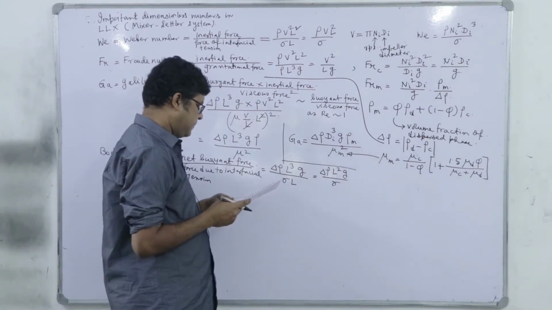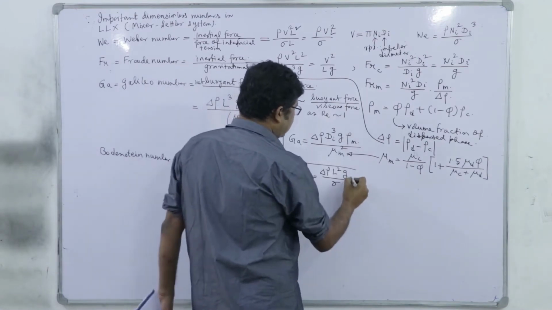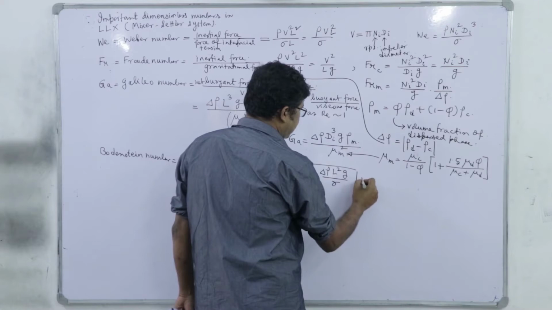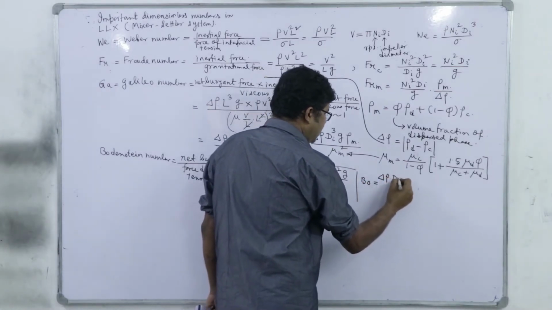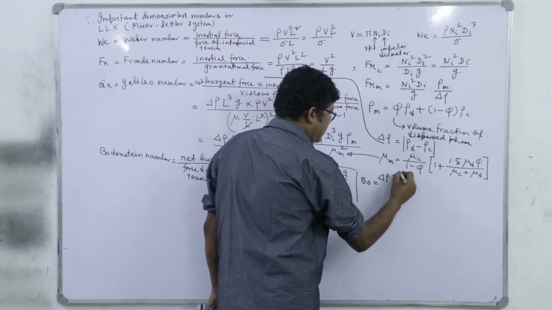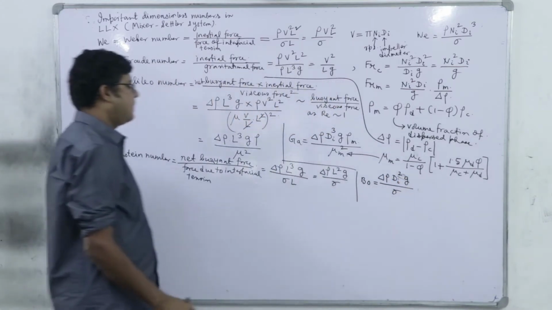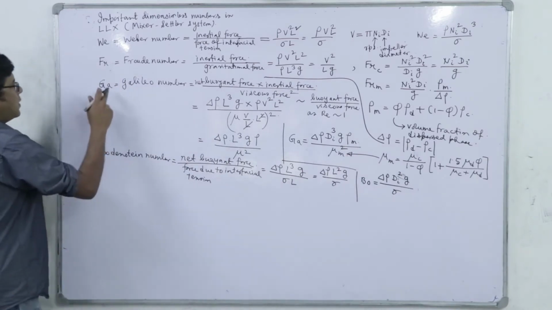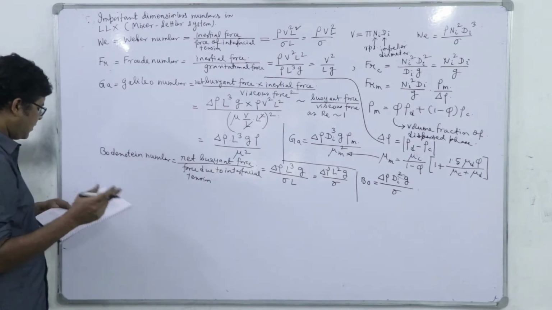So, here this Bodenstein number for liquid extraction, Bo, is delta rho into di squared into g divided by sigma. So, Galileo number, Bodenstein number, next impeller Reynolds number.